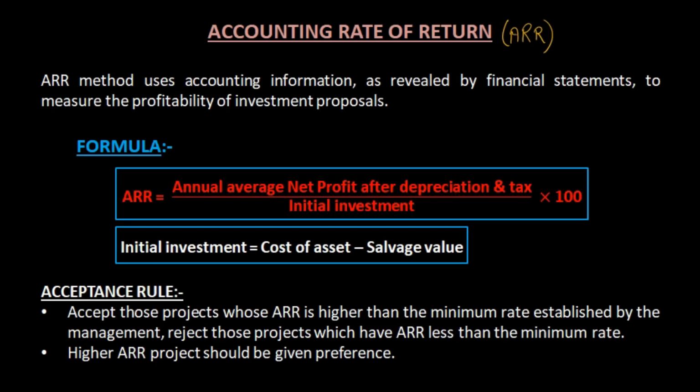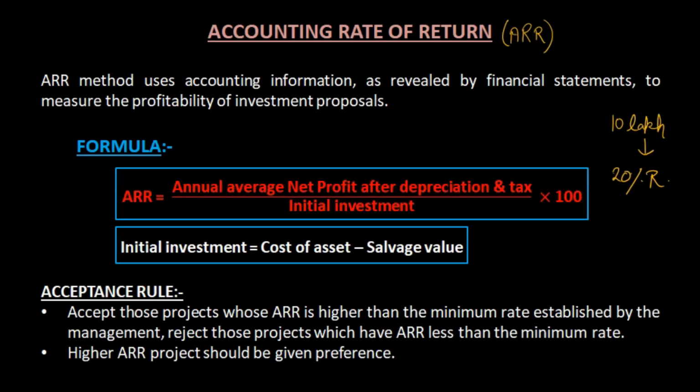So ARR uses accounting information as revealed by financial statements to measure the profitability of investment proposals. There is one thing about ARR. Suppose a person in a business has 10 lakh rupees. He wants to invest this amount, so he wants to calculate ARR. Before that, he is assuming that on this 10 lakh, maybe I will get 20% return.